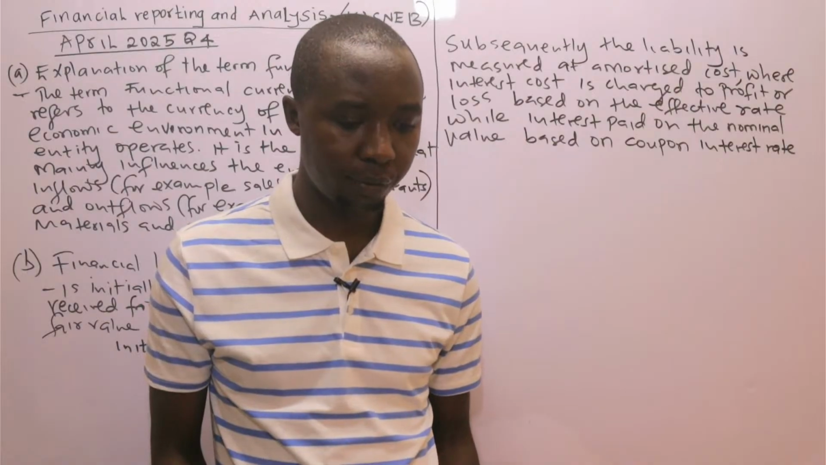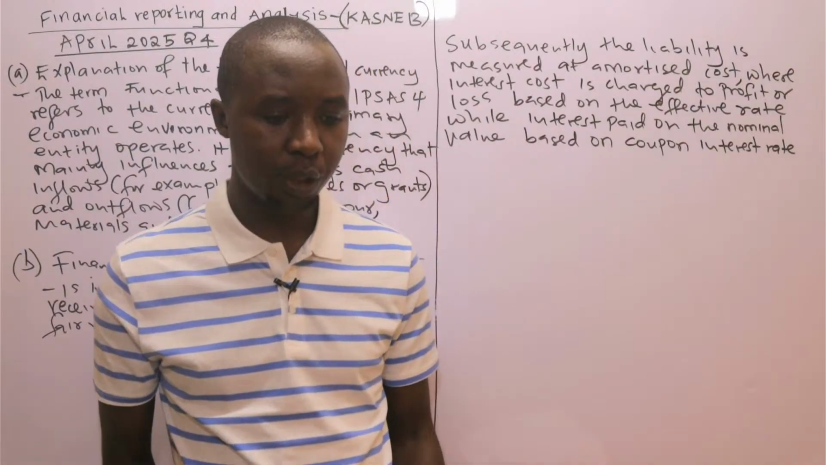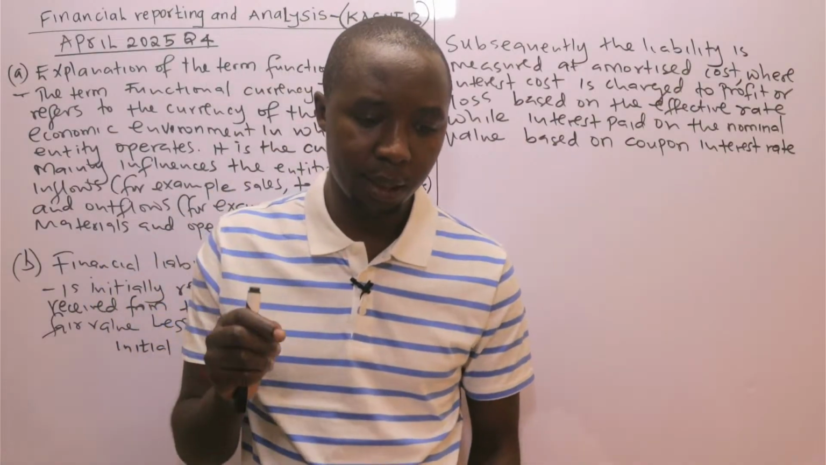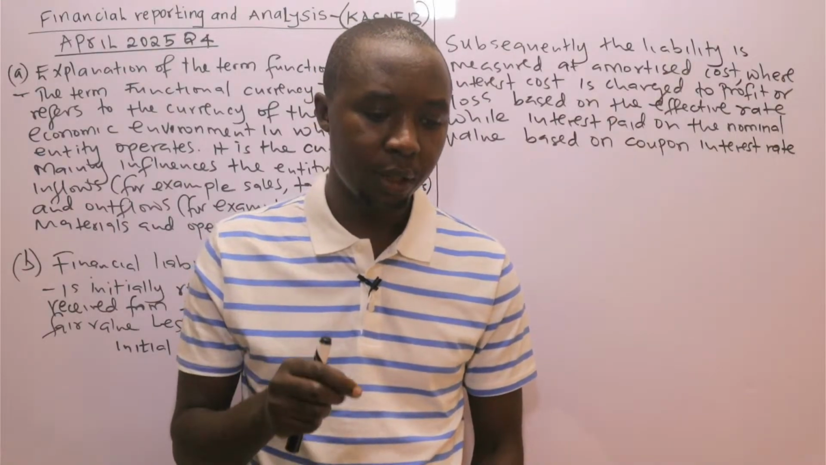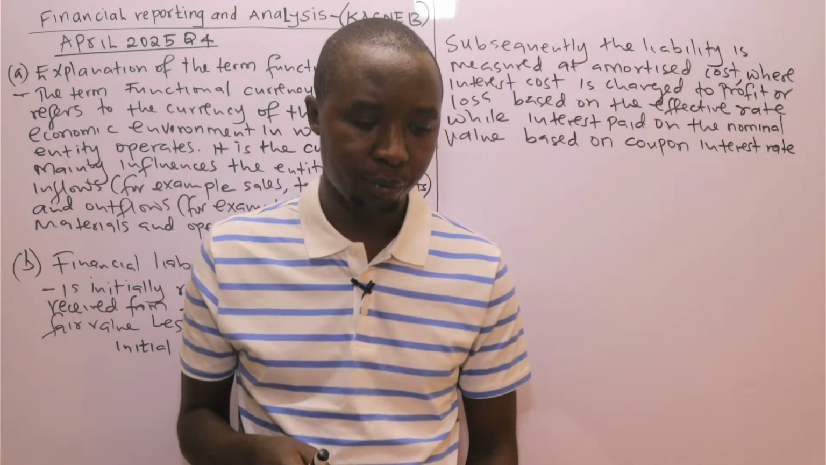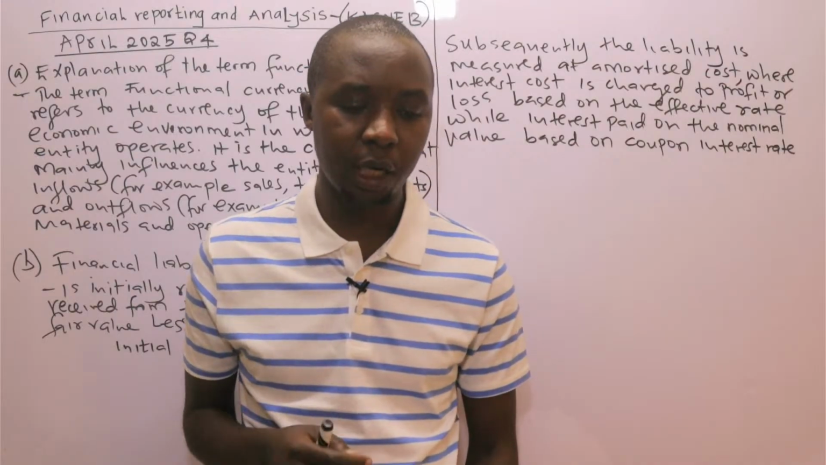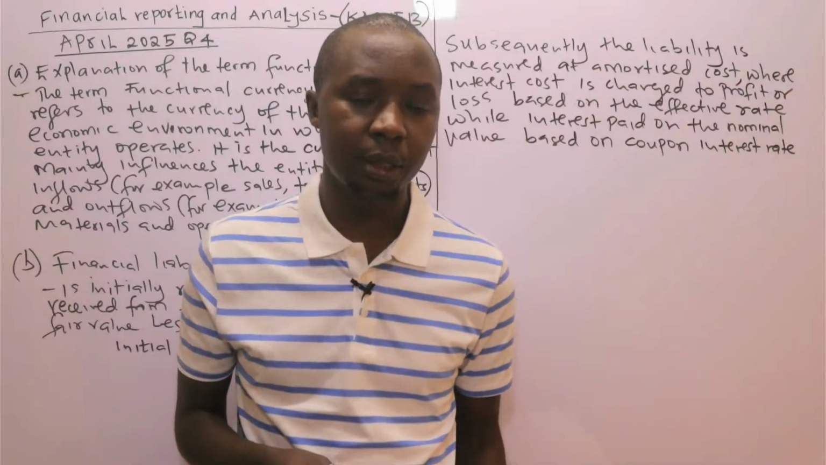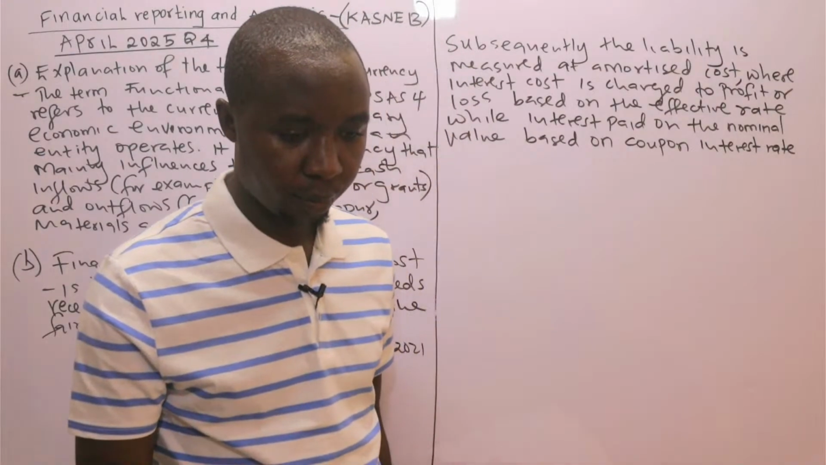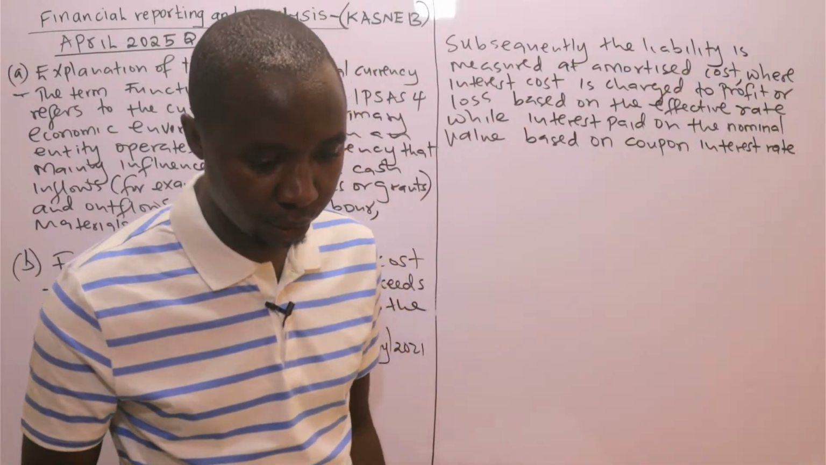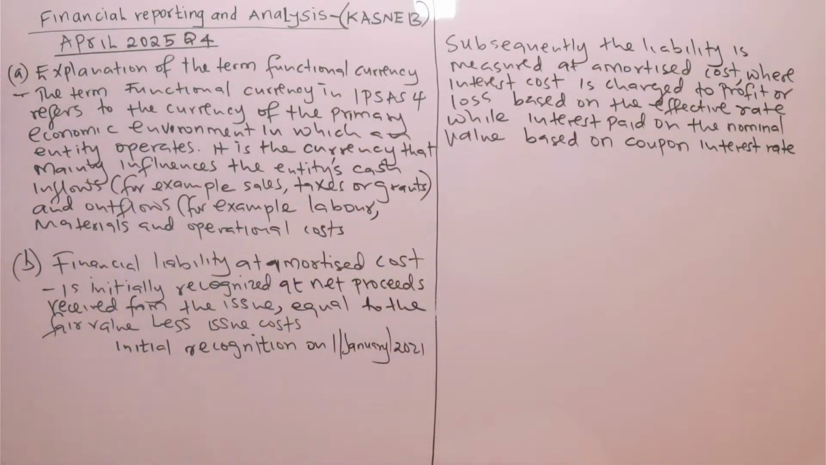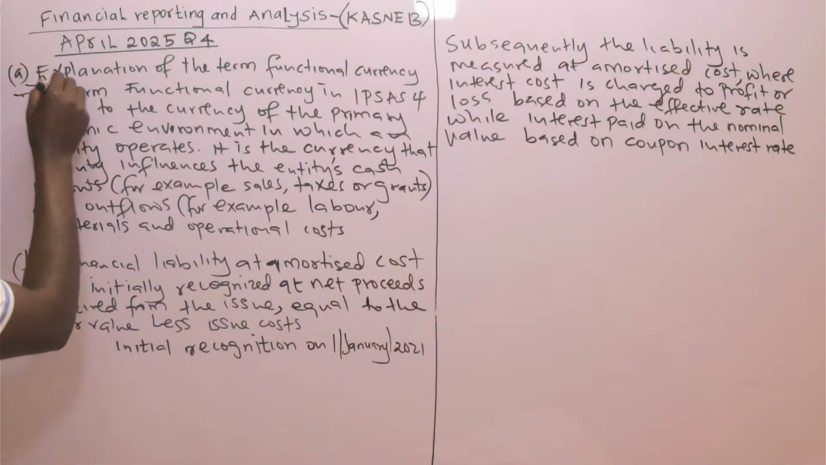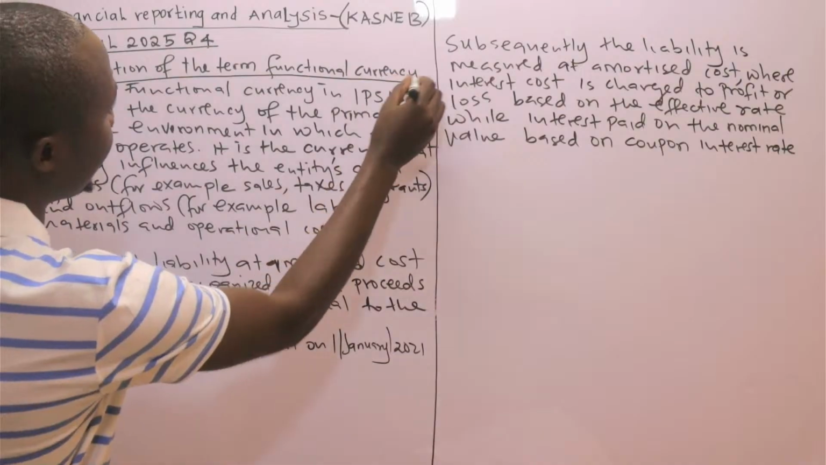Part A: with reference to International Public Sector Accounting Standards 4, the effect of changes in foreign exchange rates, explain the term functional currency. If you look at this whiteboard, the first part is the explanation of the term functional currency.